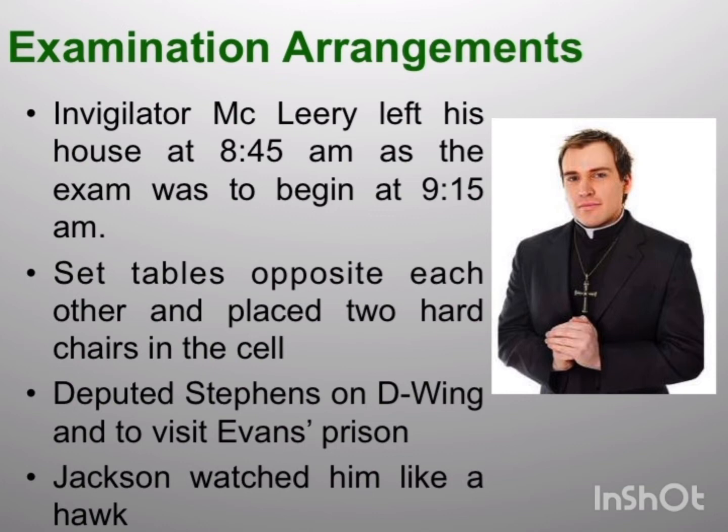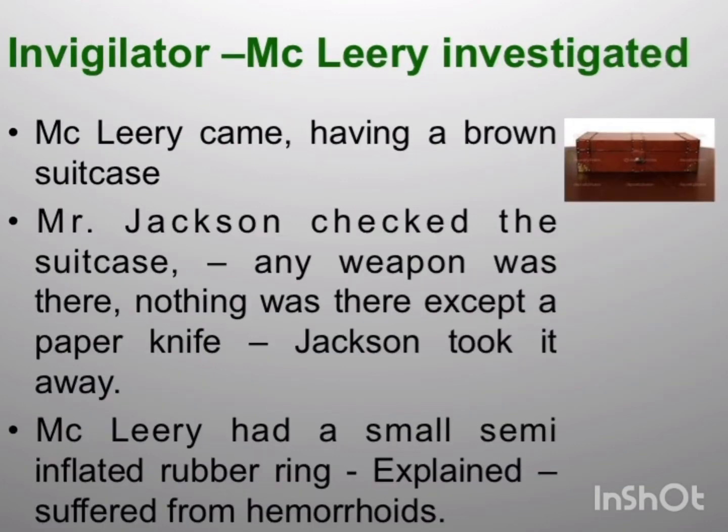Just before leaving his cell, Jackson wished Evans good luck. They searched the invigilator and the contents of the suitcase. Mr. Jackson was puzzled to find a semi-inflated rubber ring. McCleary explained that he suffered from hemorrhoids when he sat down for a long time. Then he found a paper knife at the bottom of the case. Very politely, he took it away. Then he was taken to Evans' cell to carry out the exam.